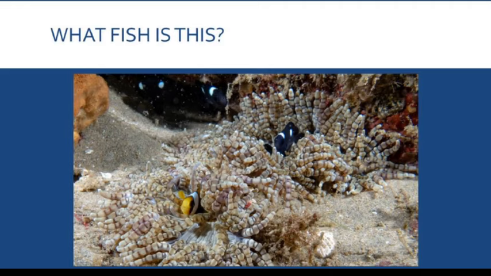So we can see here, we've got these two little fish. We've got one over here, and we can see that they're sitting in an anemone. Okay, so it's very likely that they are a damselfish, because remember, anemone fish are part of the damselfish family. So that's what we're looking for. We're just trying to identify families.